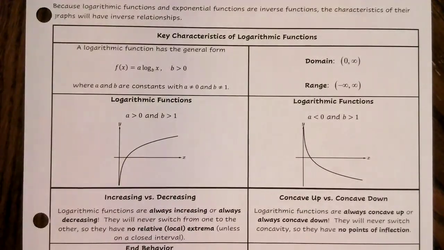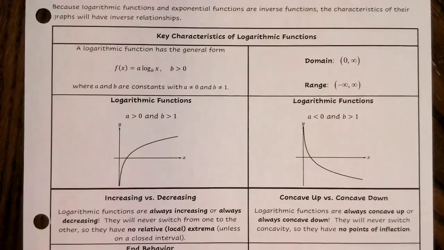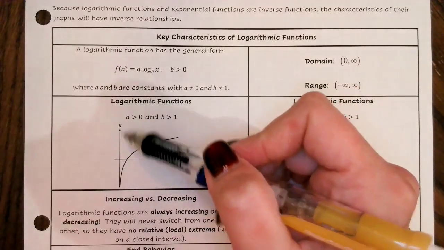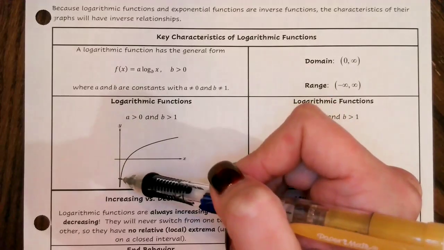Now, we're going to switch over to our logarithmic, and in the last couple of lessons, we've learned that logarithmic functions and exponential functions are inverses of each other. So the characteristics of their graphs will have inverse relationships. So from our exponential, which had a horizontal asymptote, our logarithmic has a vertical asymptote.